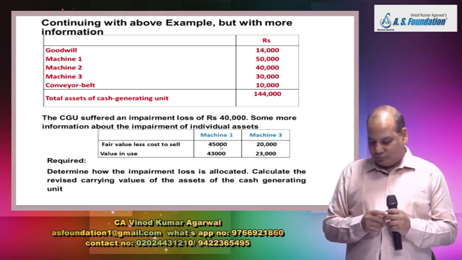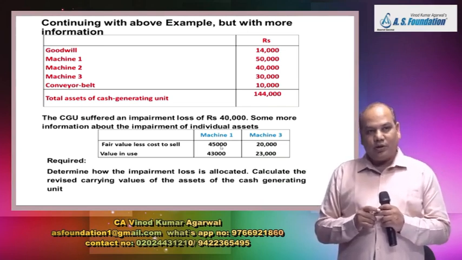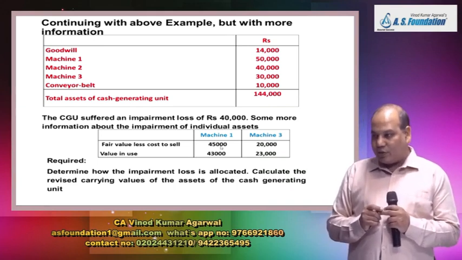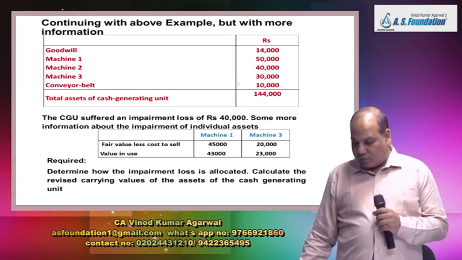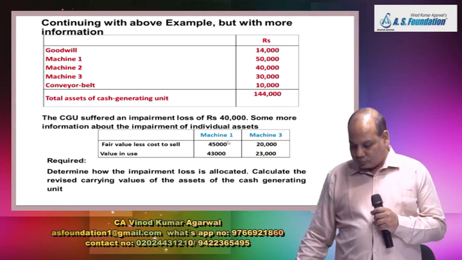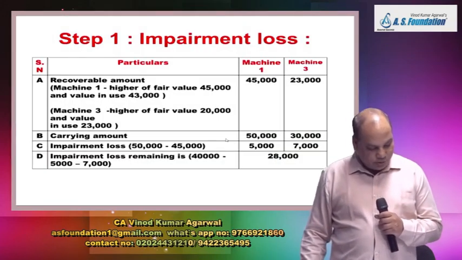Required: determine how the impairment loss is allocated. Calculate the revised carrying value of the assets of the CGU. Now first, there are a total of 5 assets including goodwill. You can calculate the recoverable amount of individual assets 1 and 3. So first you test 1 and 3 for impairment. Find out the impairment loss on machine 1 and machine 3.